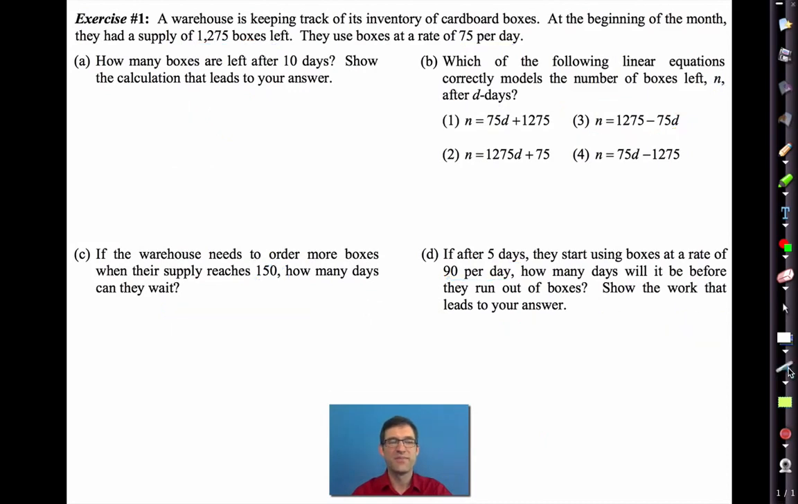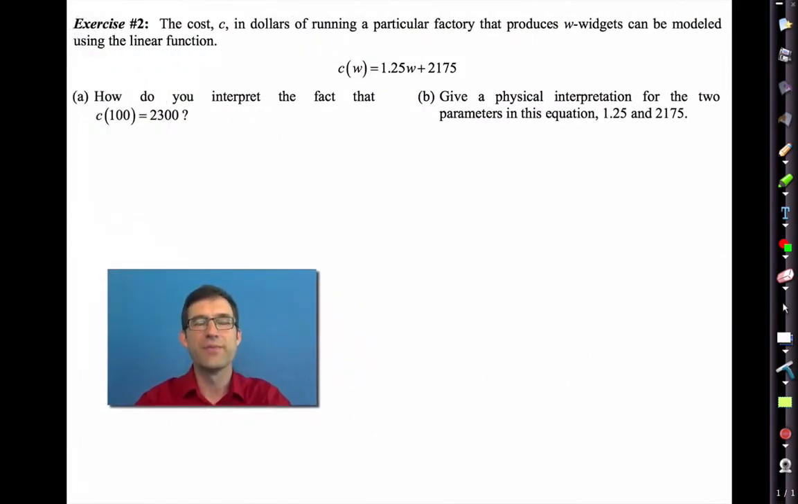All right, here it goes. Let's do some more with linear models. Exercise 2. The cost, C, in dollars, of running a particular factory that produces W widgets can be modeled using this linear function. By the way, if you don't know what a widget is, it's an object that a company produces when a, let's say, worksheet designer is too lazy to come up with a real product. So a widget is like an imaginary product that a company produces.